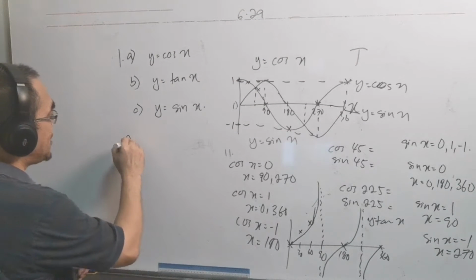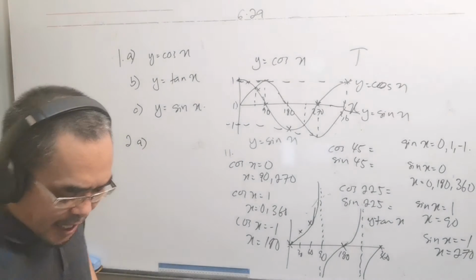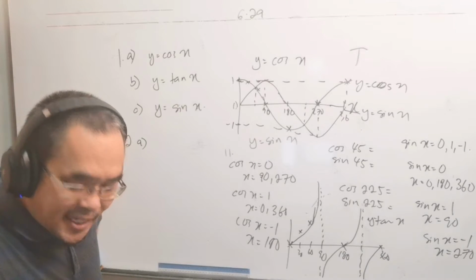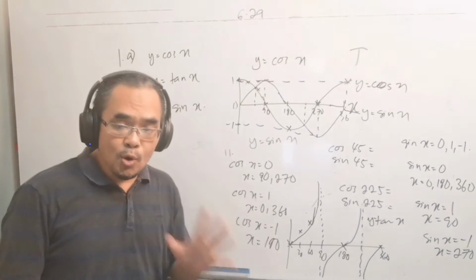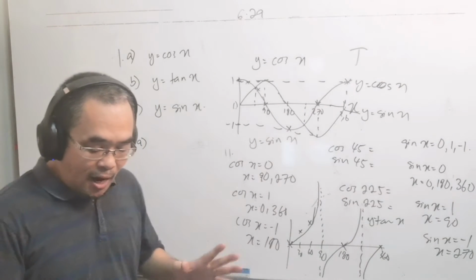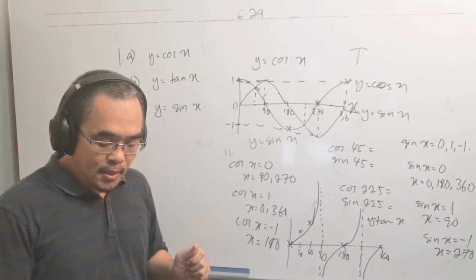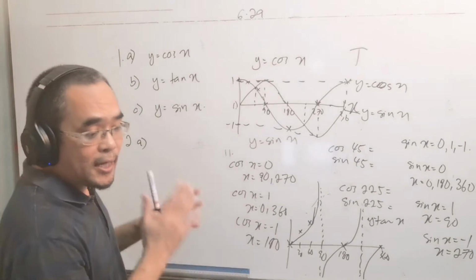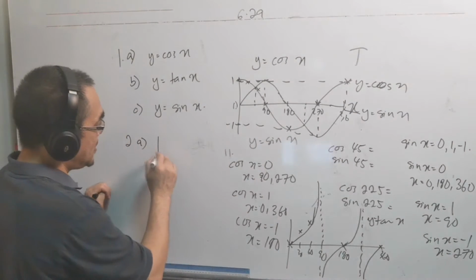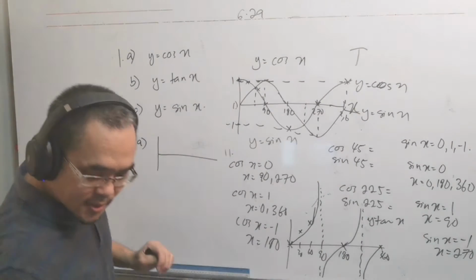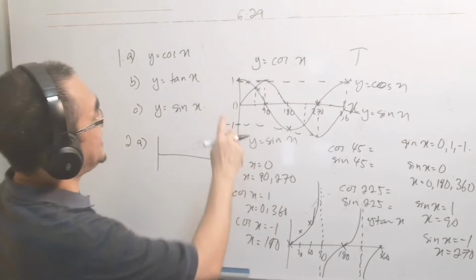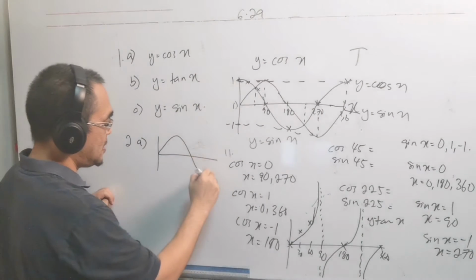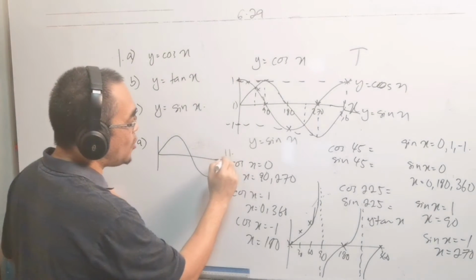Then let's continue with number 2A. Sketch the graph for y equals sin x where x is between 90 and 270. I'm not going to draw only the 90 to 270 part. So what I'll do is draw the full graph. y equals sine x is like this. After that, only then I will follow the instruction.